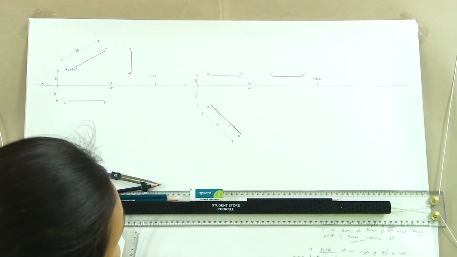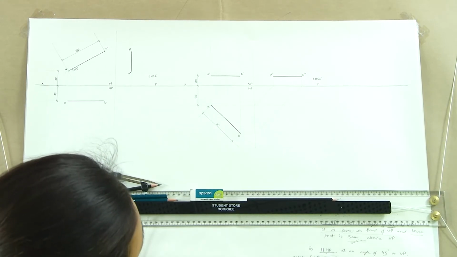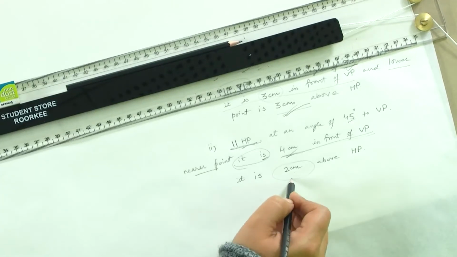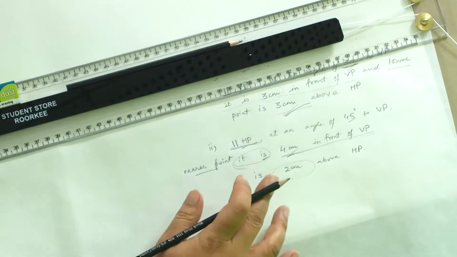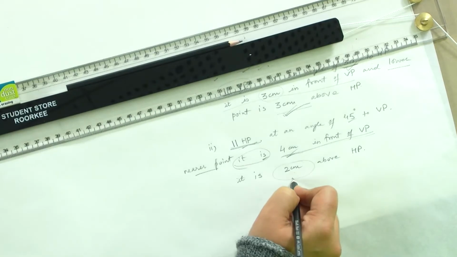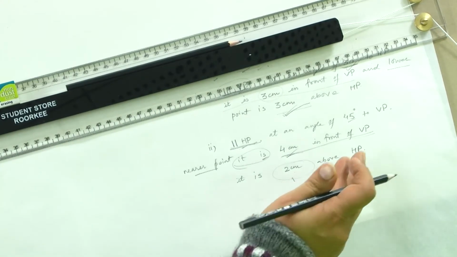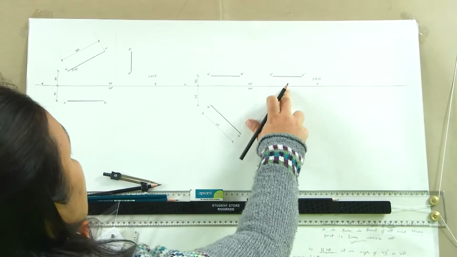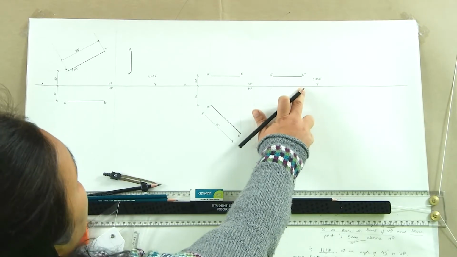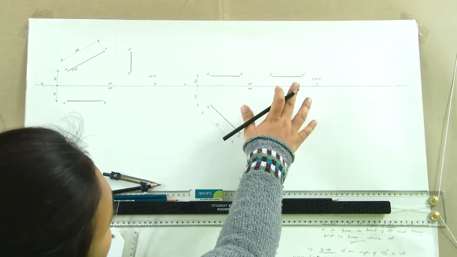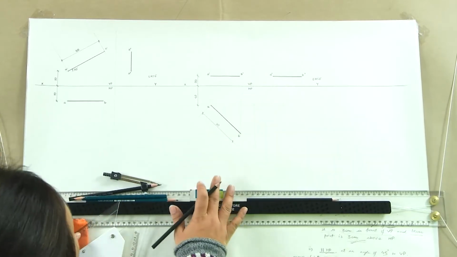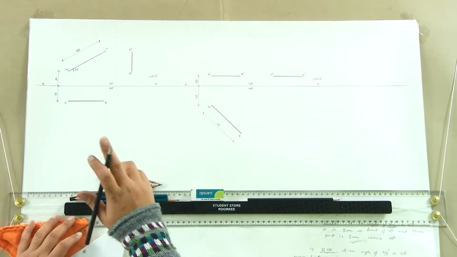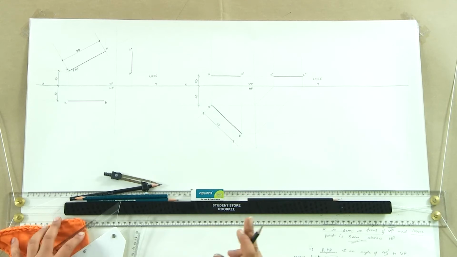Everything else remains the same. It is 4 centimeter in front of VP. The only thing that changed was it is 2 centimeter above HP. So, instead of 2 centimeter above HP, it is now contained in HP, which means it is at 0 distance from HP, and hence this becomes 0 and the line merges here. In this case, even the side view changes and the side view line also merges with the reference line because it is in HP. So, that is how we would be drawing the projections of inclined lines.